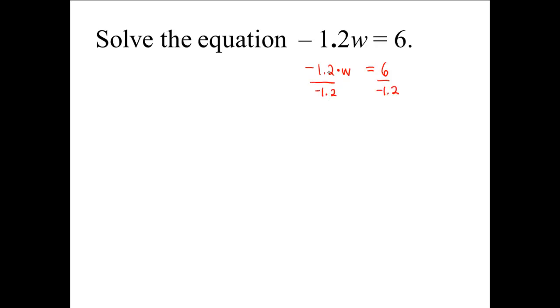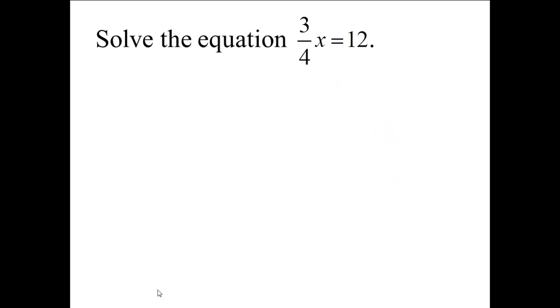Negative 1.2 divided by negative 1.2 gives us 1. We have 1 times w, in other words, w. And 6 divided by negative 1.2, we can use a calculator for that. If we just want to type in 6 divided by 1.2, it might look like this on the calculator. The calculator will give us 5. Positive divided by negative is negative. So our answer is w equals negative 5.